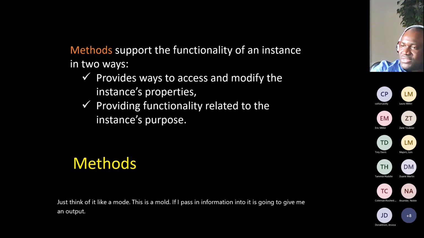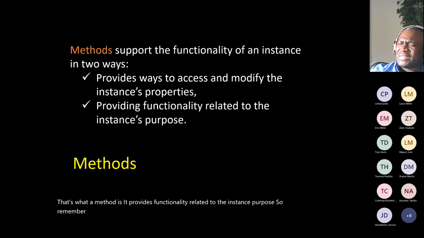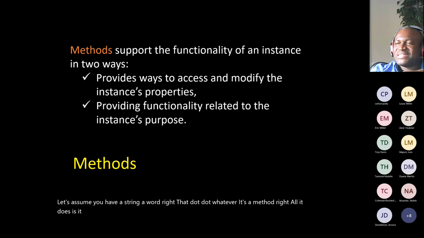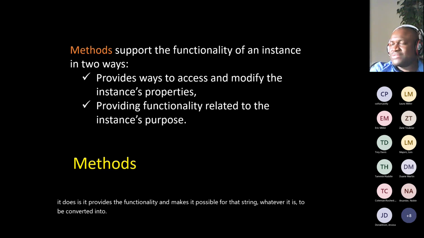So that's what a method is. It provides functionality related to the instance purpose. So remember when we did the lower class, right? That was a method. Let's assume you have a string, a word. That dot whatever, it's a method. All it does is provide the functionality that makes it possible for that string, whatever it is, to be converted into lowercase. That's what a method does.